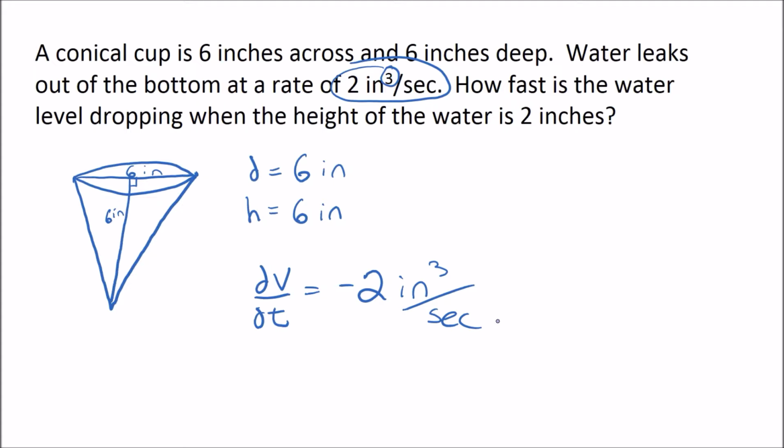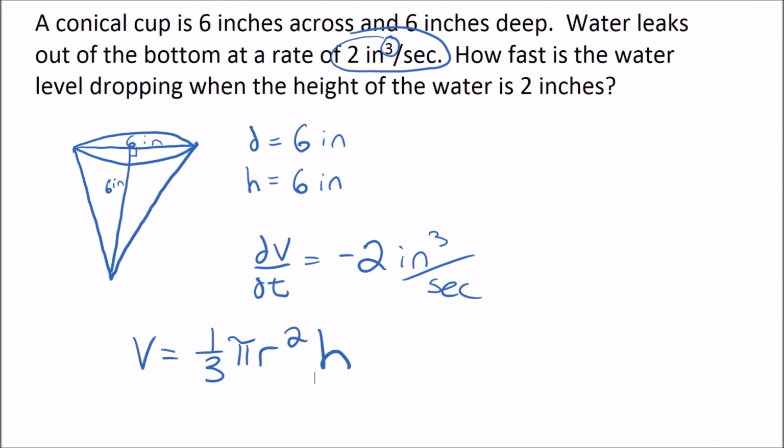All right. And then we need to know the formula for the volume of a cone. The volume of a cone is 1/3 pi r squared h. We need to know what the radius is in order to do this. If they give us the diameter 6, that means our radius is 3 inches. We should also write what we're looking for. It says, how fast is the water level dropping? So we want to know how the height is changing. That would be our dH dt. That's what we're looking for.